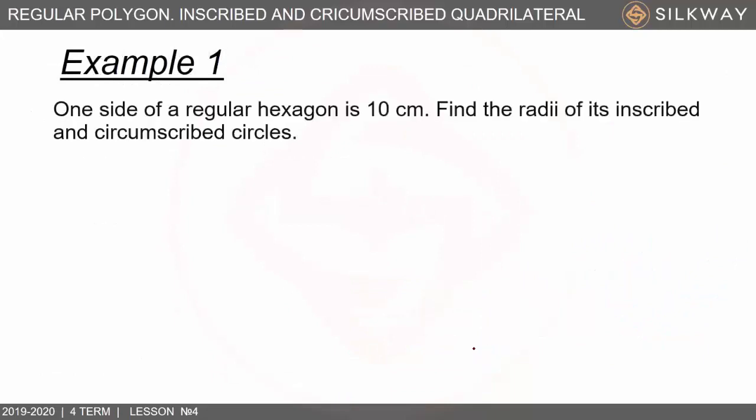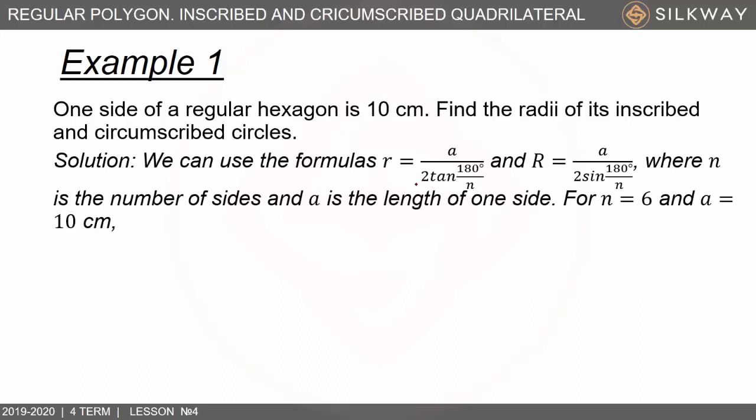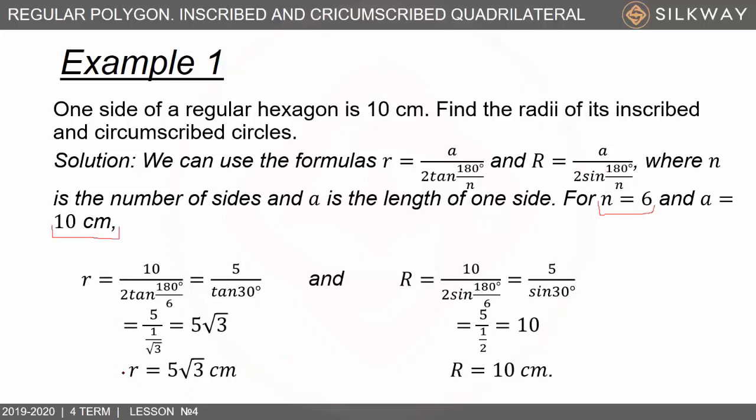Example number 1. One side of a regular hexagon is 10 cm. Hexagon means 6 sides. Find the radii of its inscribed and circumscribed circles. Okay, let's look at the solution. If we use our formulas, we can find our answer. And here A will be equal to 10 cm. A means the length of a side of a regular polygon. And n is the number of sides, yes? And if we put this information into the formula, our radii will be 5 multiplied by root 3 cm and 10 cm.